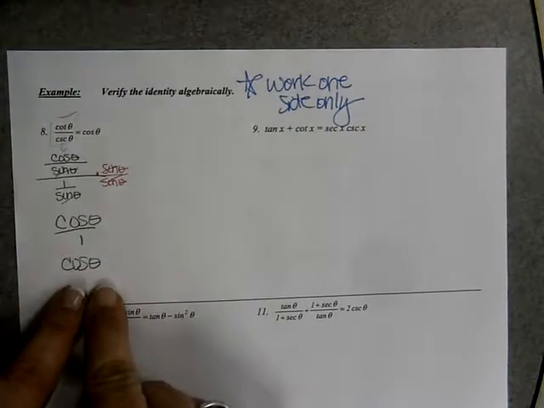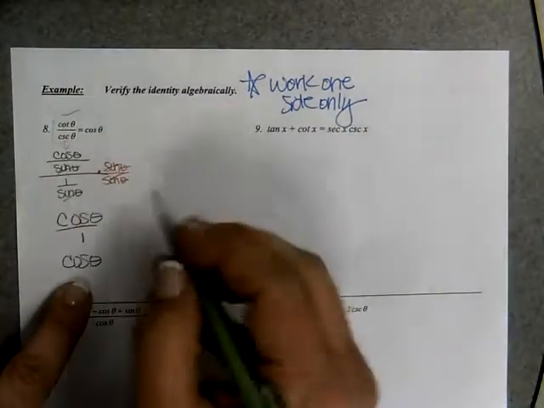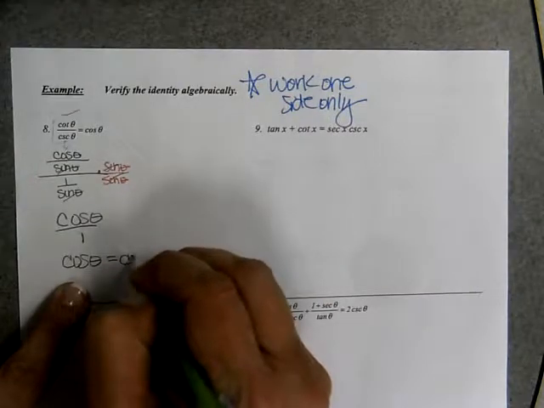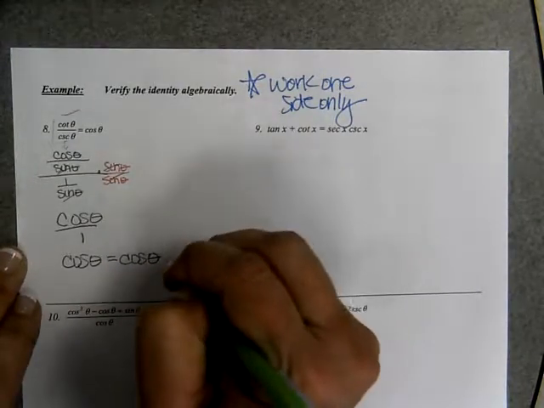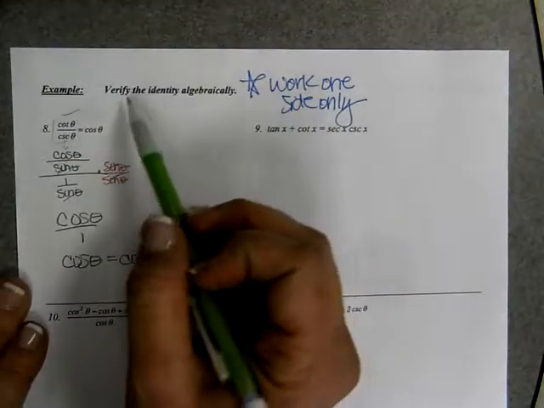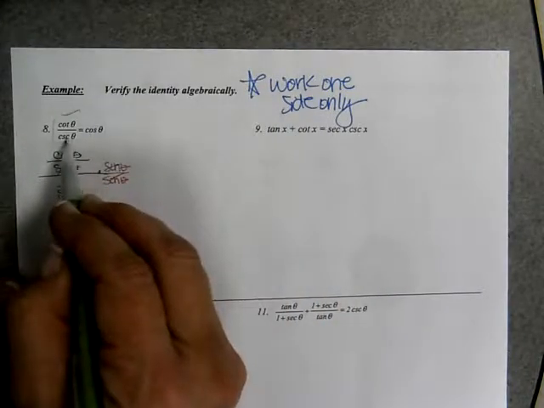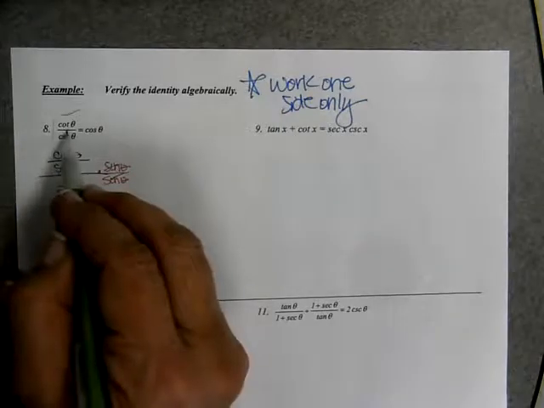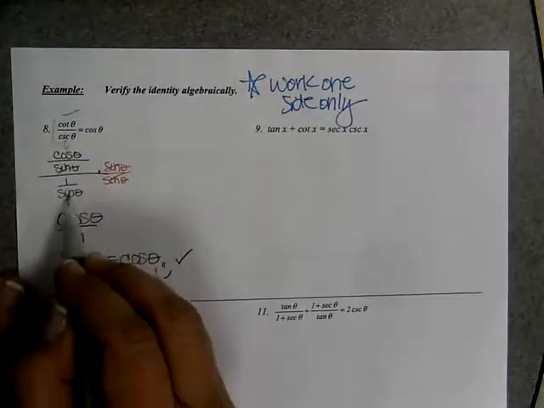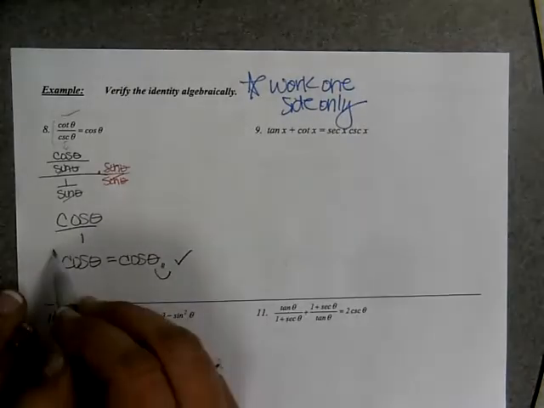Now, notice that we've gotten to the other side that we wanted. So then I want you to say equals cosine theta, and then put a smiley face or a check or something, and that's verifying the identity. The problem's telling you this. You are working one side to say, yes, indeed, this cotangent theta over cosecant theta is equal to cosine theta. So this last step will always be basically an identity statement.